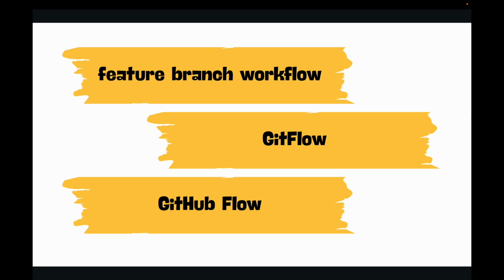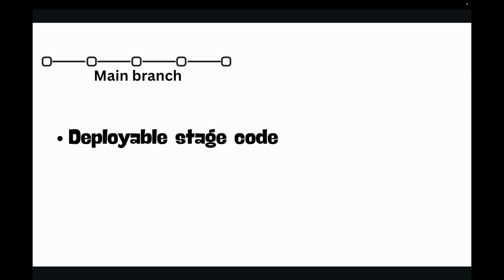Now, the feature branch workflow is simple, elegant, and incredibly effective for most teams. It's often the default when teams start using Git. The core idea behind this workflow is that you have one primary stable branch, traditionally called the main branch. This branch should always be deployable, meaning the code on the main branch is stable enough to be released to your users.